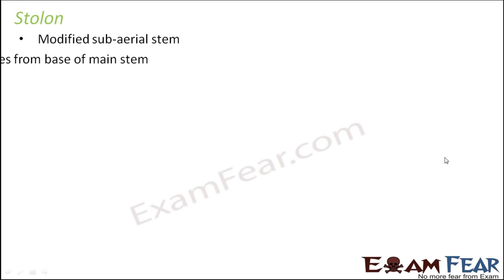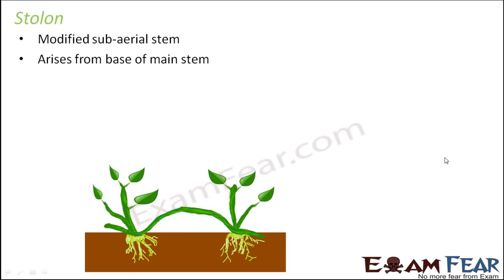The third type is a stolon. It is again a modified subaerial stem. It arises from the base of the main stem. Somewhat like this. So this is the main stem, and from the base of the main stem, this kind of modified stem or stolon will arise.